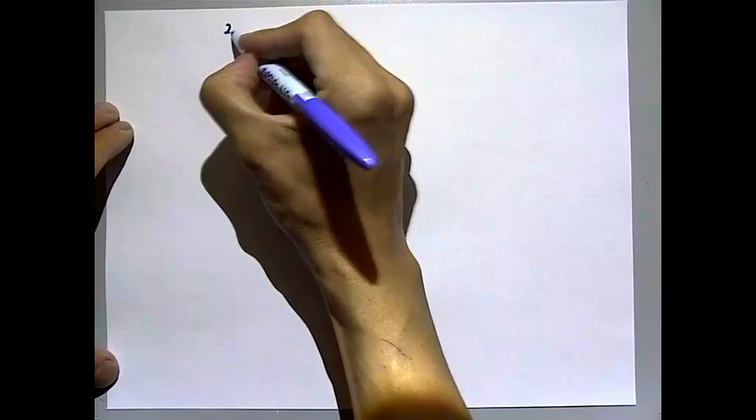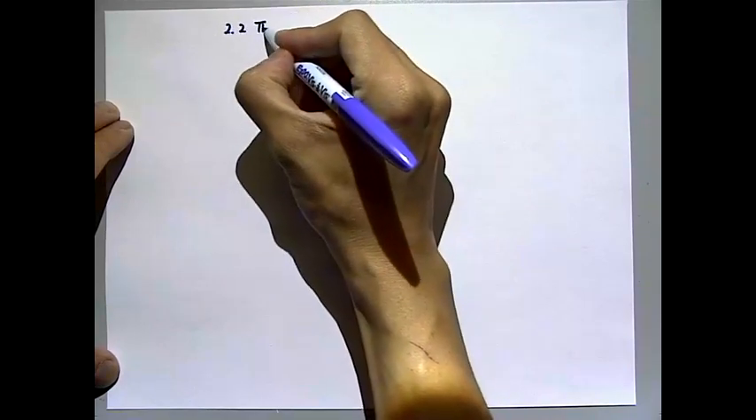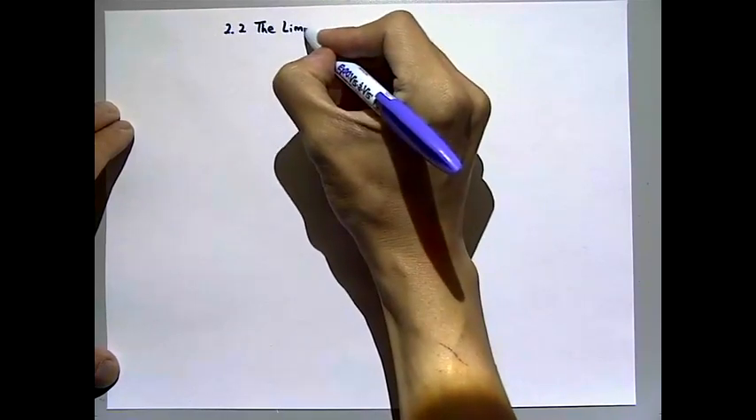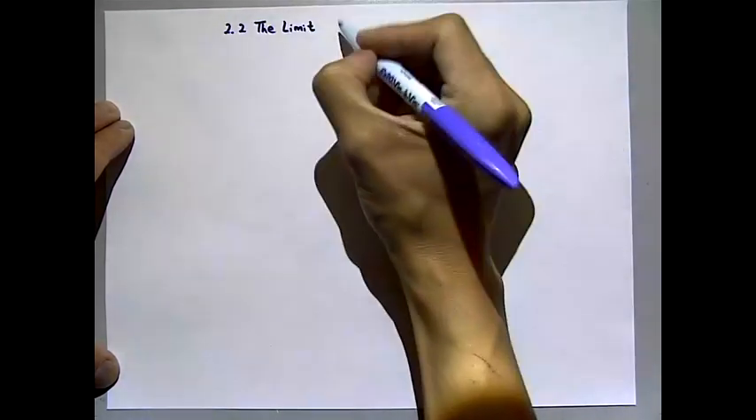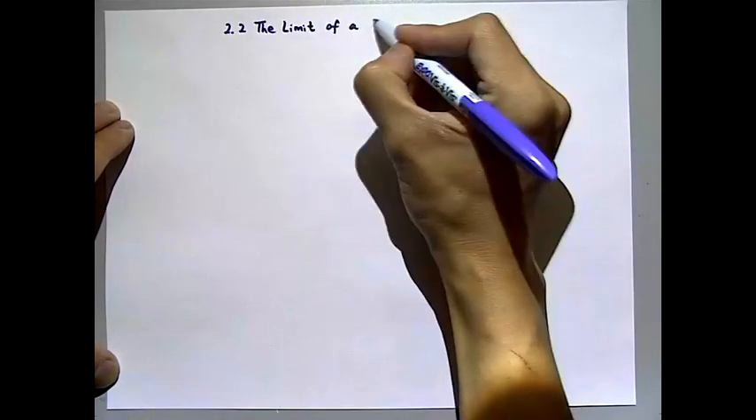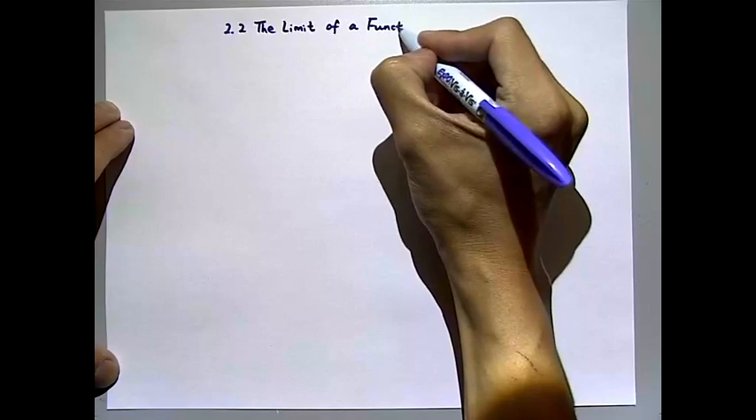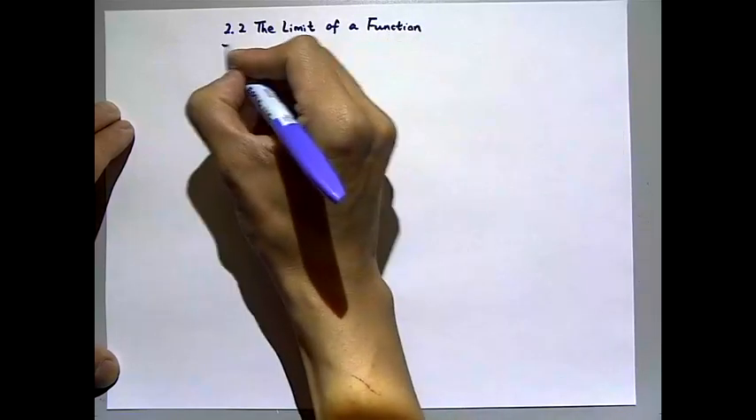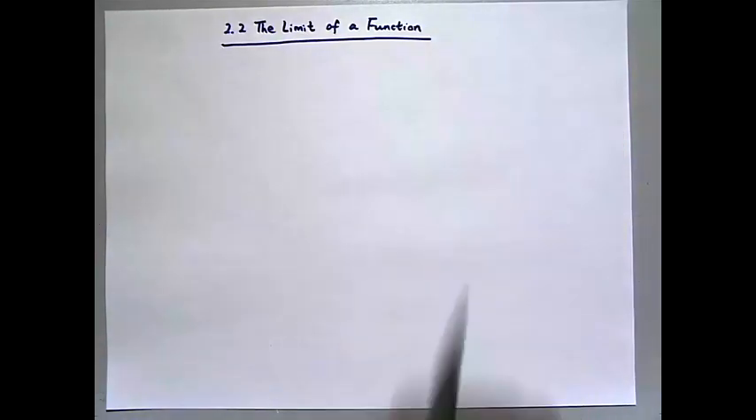All right. So we're going to look at section 2.2 today. We'll be looking at this thing called the limit of a function. We're getting into the foundation of calculus now, together with the limit and what we saw last time. We're finally getting the start of the basics of calculus.